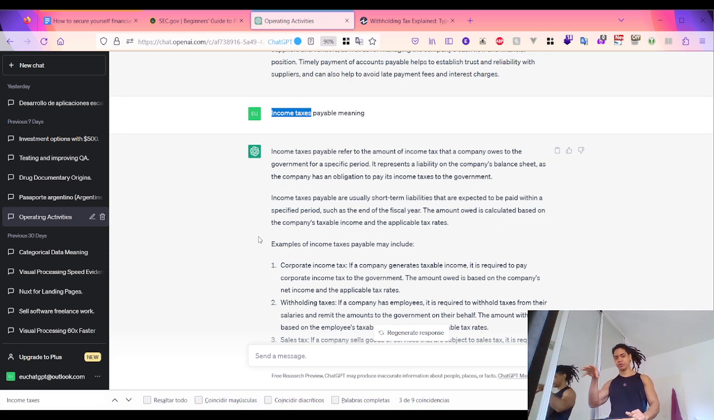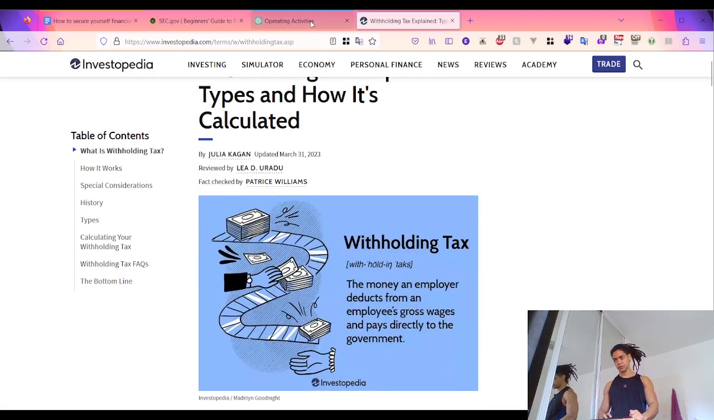Withholding taxes, which is money that a company, or in this case the employer, deducts from the employee's gross wage and pays directly to the government.